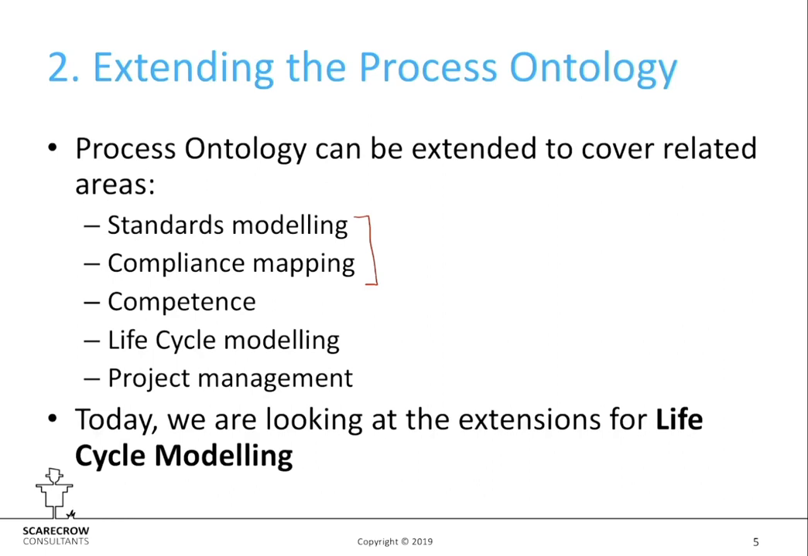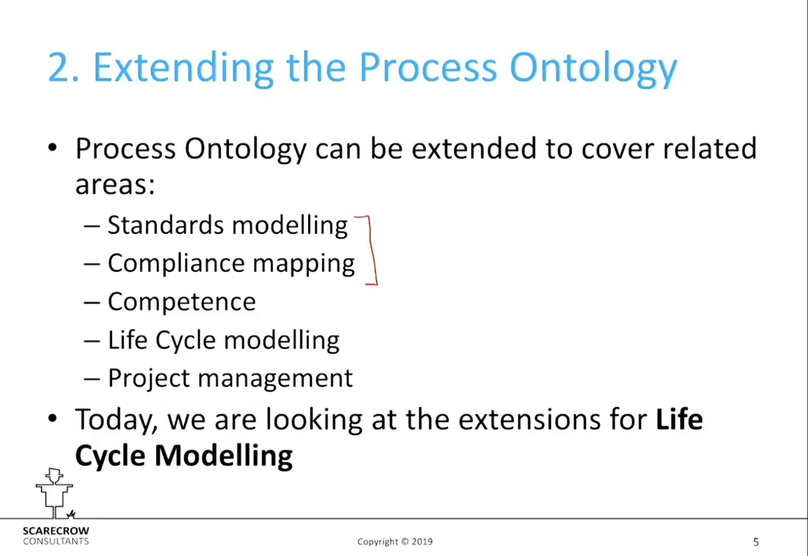So 15288, for example, 12207, they all make really good standards that you can apply the process modelling to. And once you've got standards modelled, either international standards, national standards, or even company standards, your own process models, your own systems engineering processes, when you've got them modelled using the approach we talked about last week, then that's when you can start doing compliance mapping, which is literally mapping one model to another.